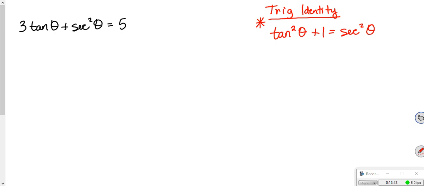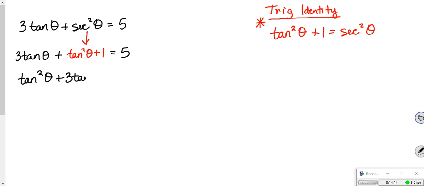So we are going to substitute that in. This is going to be tangent squared theta plus 1. So the rest of this equation stays the way it is. Okay. Then I'm going to pull the 5 over and rearrange it a little bit here. So we're going to have tangent squared theta plus 3 tangent theta minus 4 equals 0. Okay. Now, this will factor.